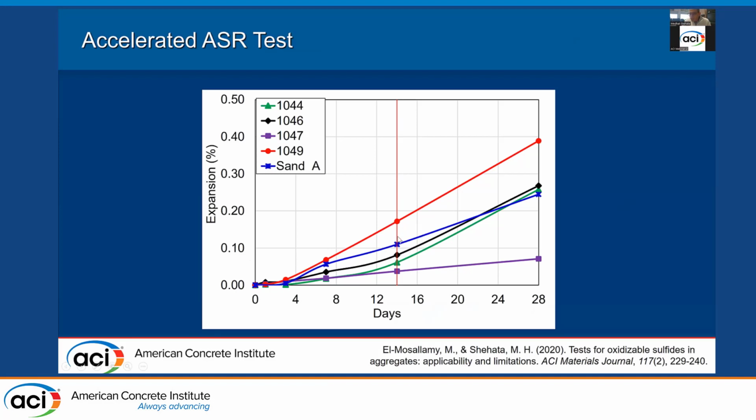But the most important thing is that those which pass the ASR test at 14 days start to show expansion when you leave them for 28 days. That emphasizes that when you leave it at high temperature, some form of silica might dissolve, and that will produce expansion which is not related to sulfide oxidation.